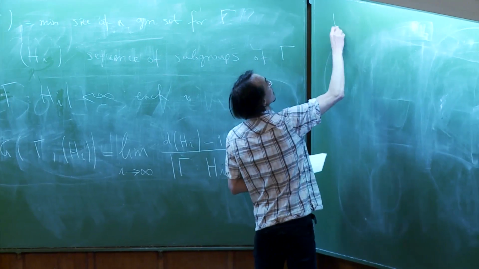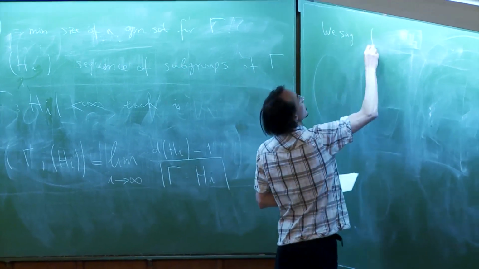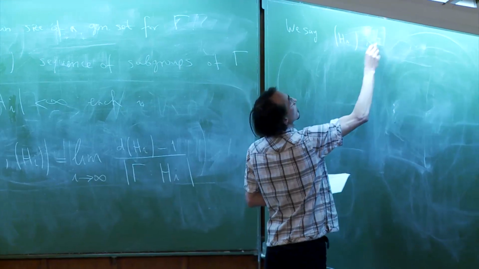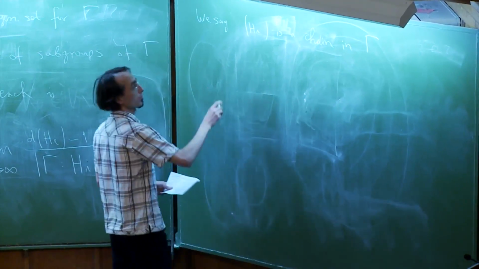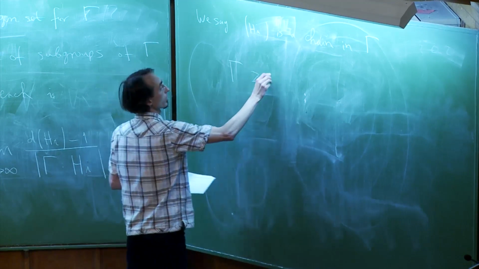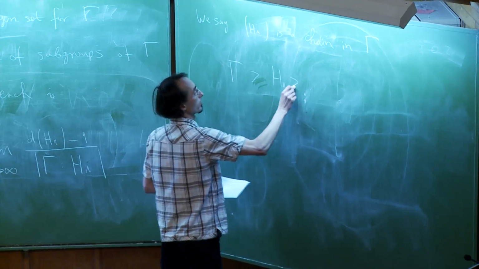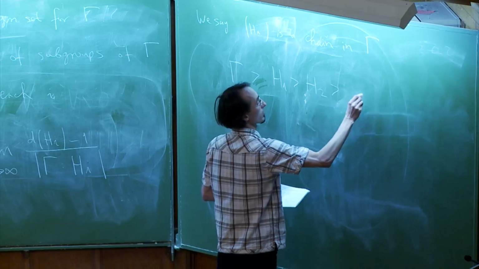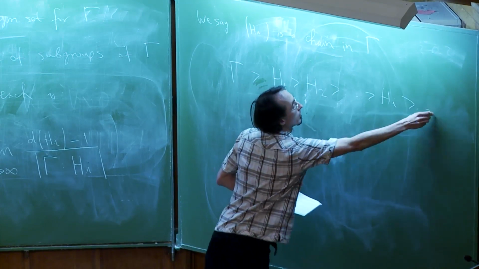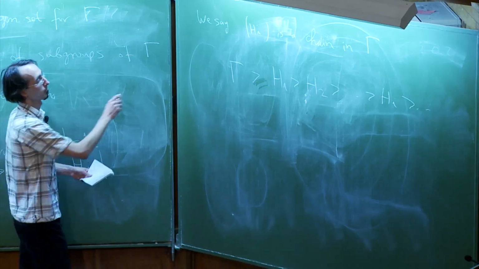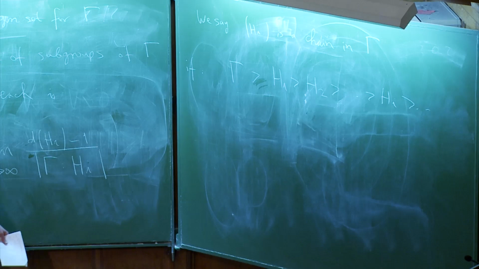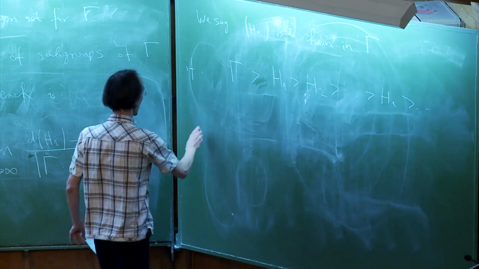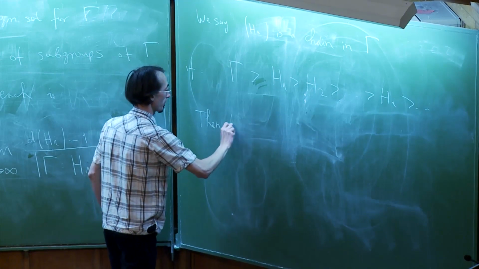So we say that it is a chain if they are linearly ordered. So if we have this, et cetera, if they are ordered by inclusion, then we call it a chain. And in that case, the above limit exists.